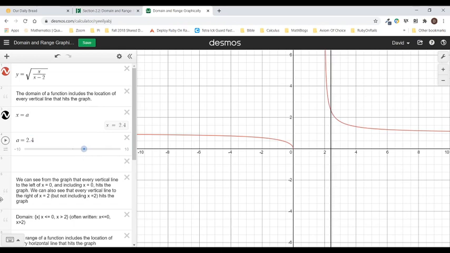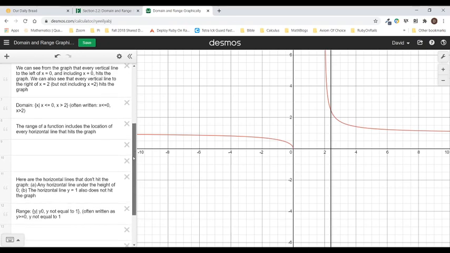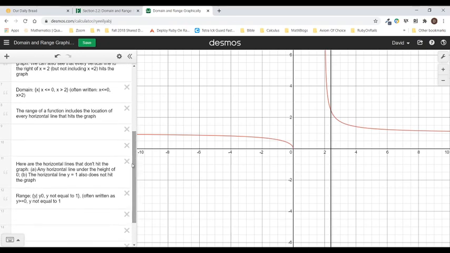Let's go back over here and see what it wrote. It says, we can see from the graph that every vertical line to the left of x equals 0, and including x equals 0, hits the graph. We can also see that every vertical line to the right of x equals 2, but not including x equals 2, hits the graph.